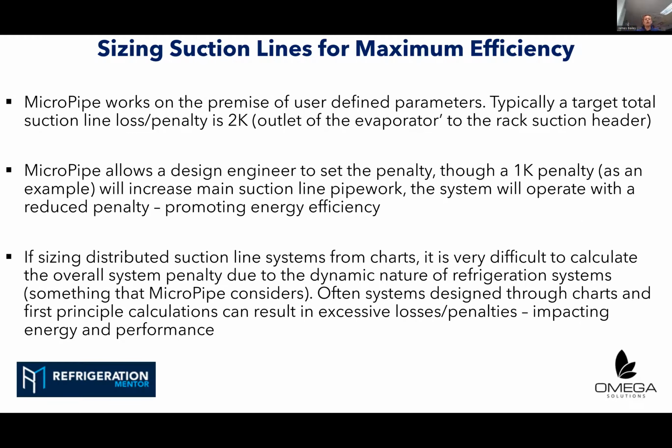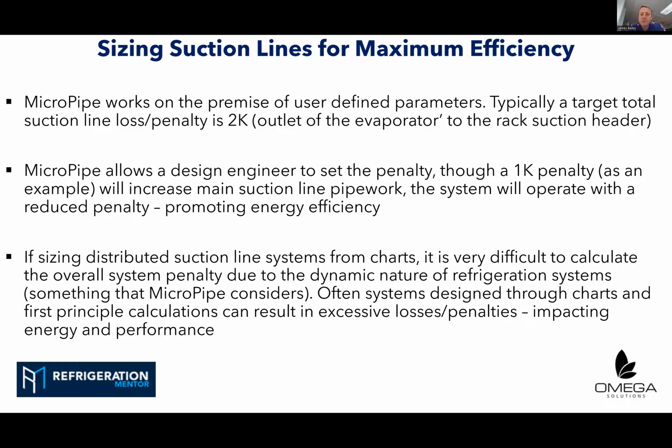So just a little bit about designing on the theme of efficiency. MicroPipe works on the premise of user-defined parameters. Typically, a target total suction line loss penalty, as said previously, is 2 Kelvin from the evaporator to the rack suction header. MicroPipe allows a design engineer to set the penalty at anything. So a 1K penalty, as an example, will increase the main suction line pipework and ultimately cost, because we're going to have potentially larger size pipework, but the system will operate with a reduced penalty, promoting energy efficiency.